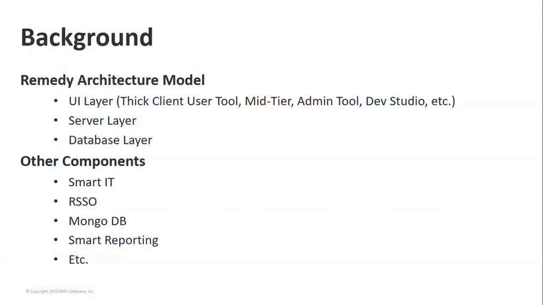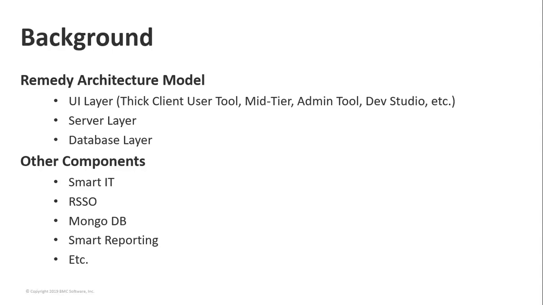Okay, with all that being said, let's jump right into the background. The key thing to note here is, from the very beginning, the Remedy architecture was always based upon three layers: the UI layer, server layer, and the database layer. For those of you who go back to the early days of Remedy, in the UI layer you'll recall the thick client that we had for the user tool. Eventually, there was an introduction of mid-tier. We had the admin tool, which then became Dev Studio, etc. These are the things working on the front end of the interaction with the end user. Then there's the server layer, the servers that would be the workhorse for processing filters and activities on the back end. And then you have the database layer.